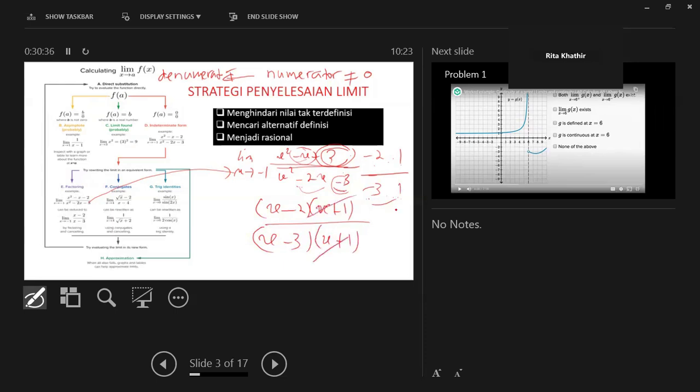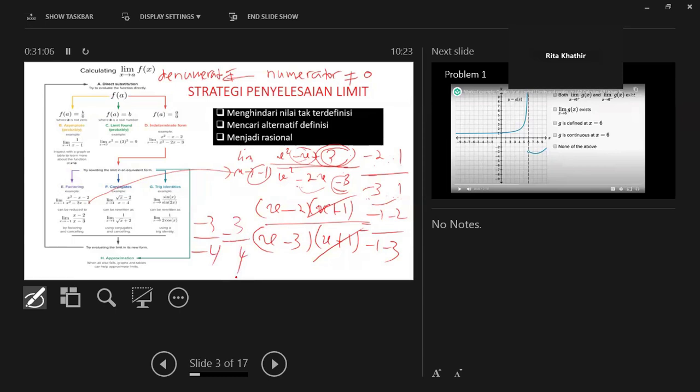Then you can cancel x plus 1. You have x minus 3 minus 2 over x minus 3. And if you substitute the minus 1 now, minus 1 minus 2 over minus 1 minus 3 would be minus 3 over minus 4, or 3 over 4.